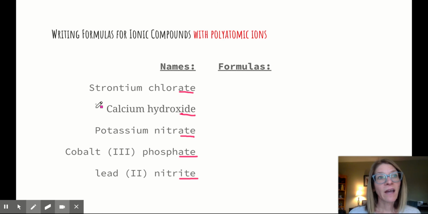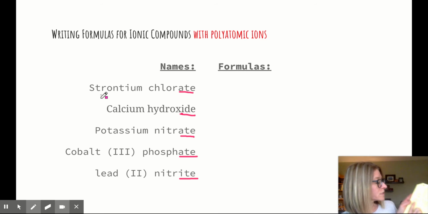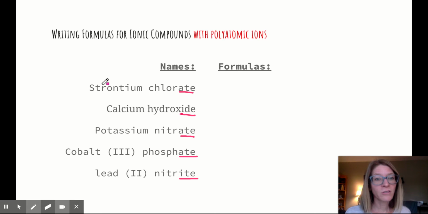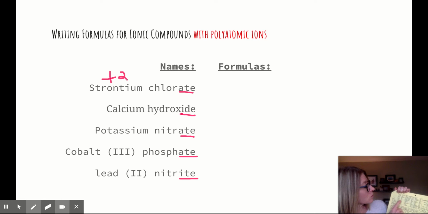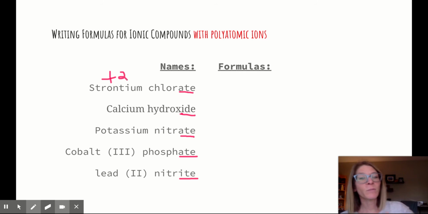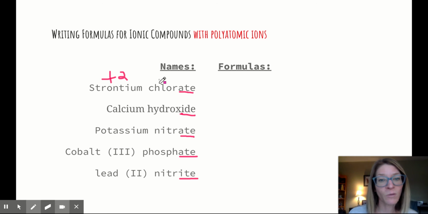All right, since these are ionic, you still have to balance out the positive and the negative charges. So strontium has a +2 charge. Chlorate, if you look in the polyatomic ion chart, chlorate is ClO3, but that whole group of atoms has a -1 charge. So chlorate has -1, strontium is +2. So looking at the charges, we are going to need 2 chlorates for every 1 strontium.